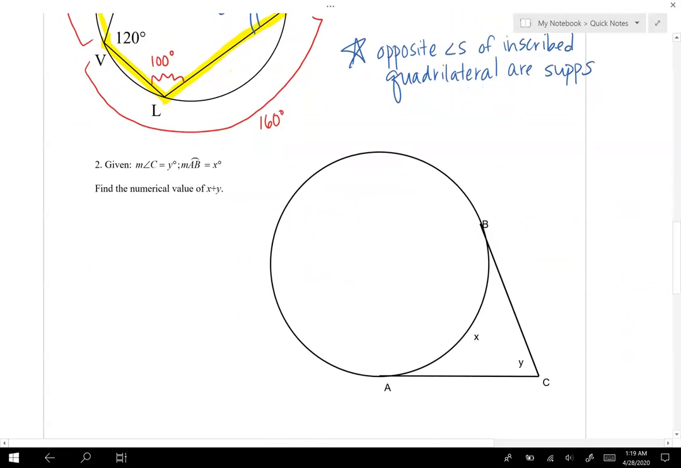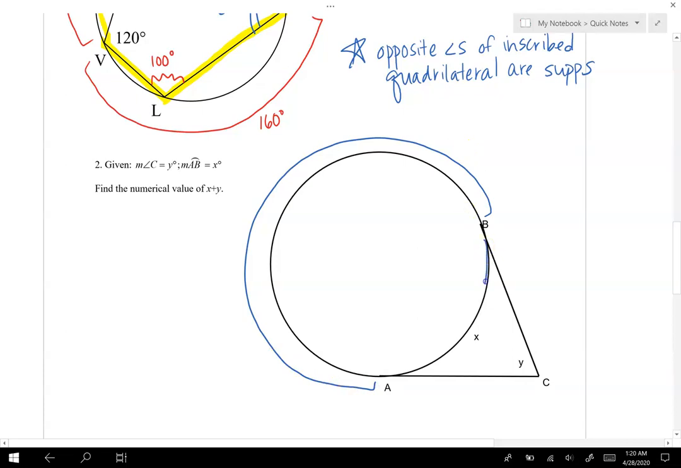All right, number 2. If angle C is Y and arc AB is X, can you find the numerical value of X plus Y? This is kind of a neat one. You don't actually need to know what X and Y are, but you can put in some values and see what you come up with.